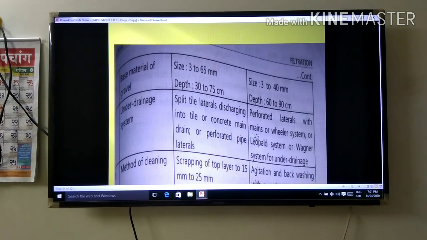Base material of gravel: the size required for slow sand filter is 3 to 65 mm and the depth required is 30 to 75 cm. You already saw in the figure that we provided a gravel depth of 60 cm to 75 cm. Okay, and in rapid sand filter the size is 3 to 40 mm and the depth is 60 to 90 cm.